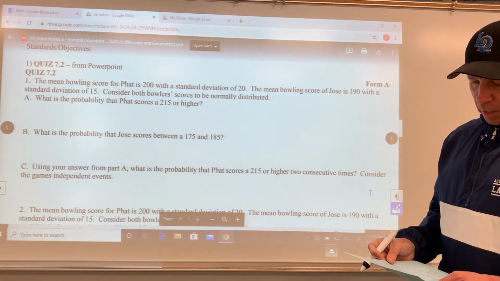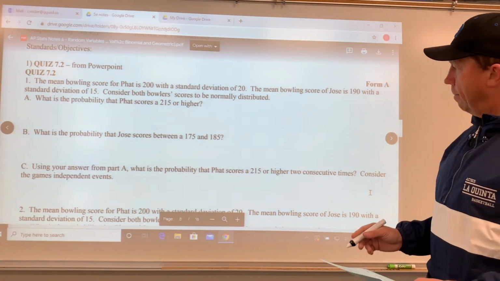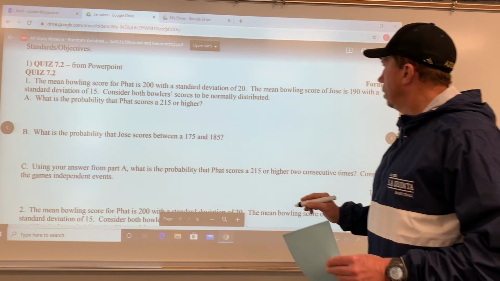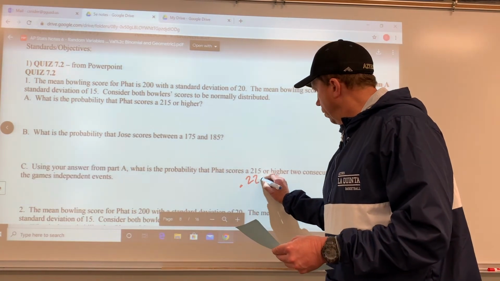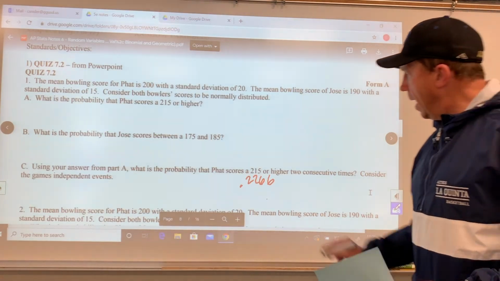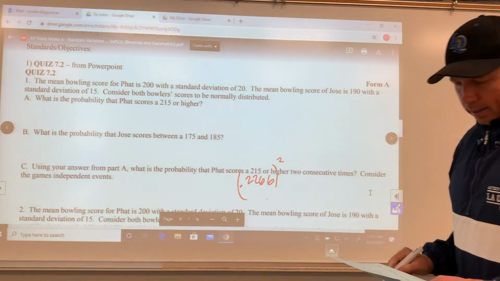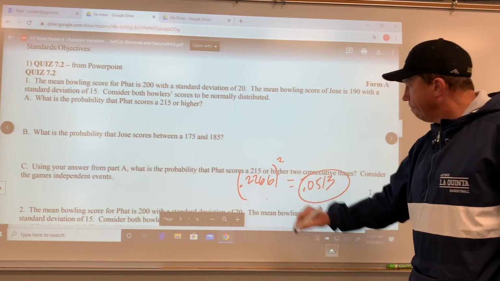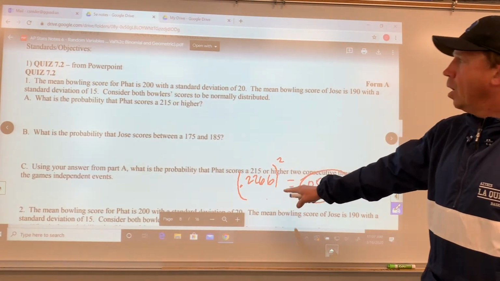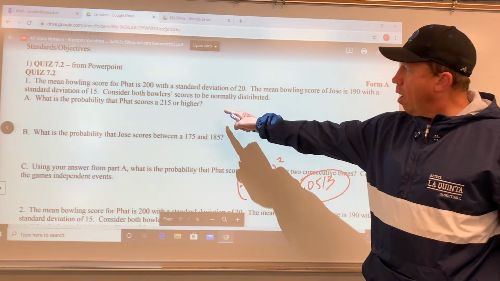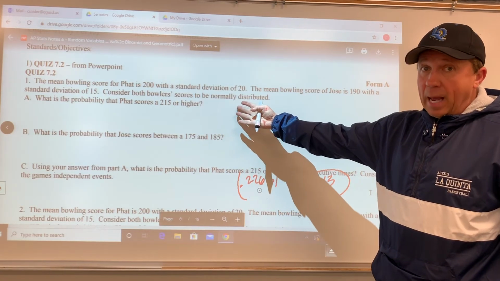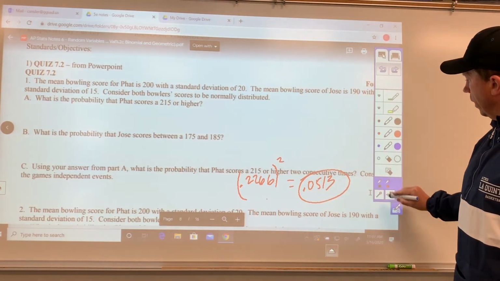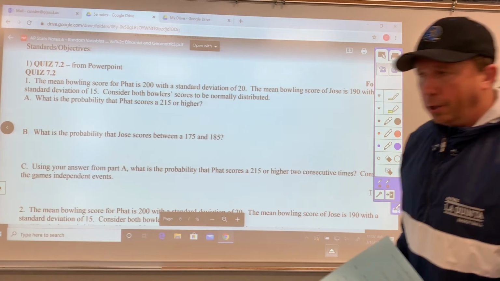So the probability of him scoring 215 or higher was 0.2266, and I'm simply going to square that for my answer of 0.0513. Again, it doesn't really matter what you have in there. One of the strategies I tell kids is if you get A wrong, or left it blank, just put any number into part C and square it, and you'll get it right. All right, now I got to scroll up for the other part for question 2.